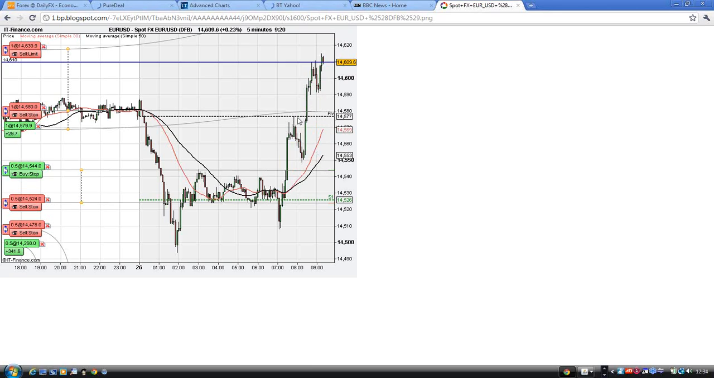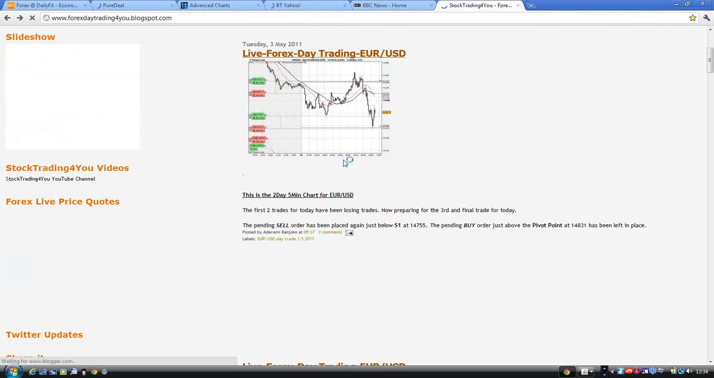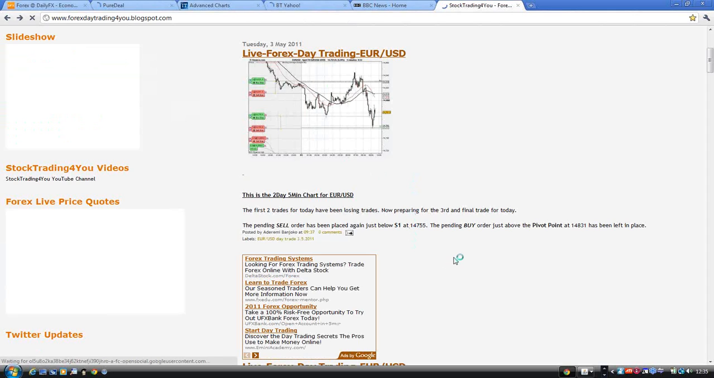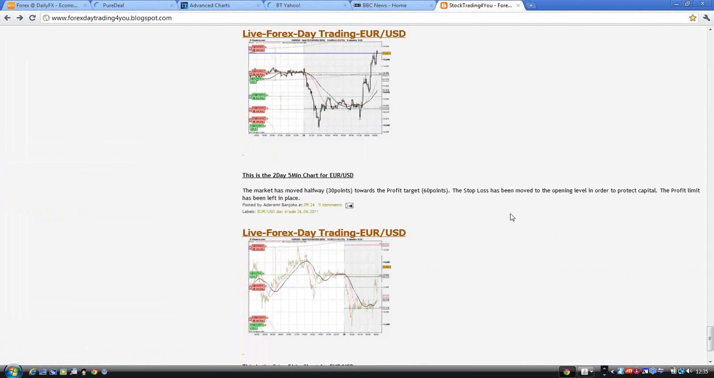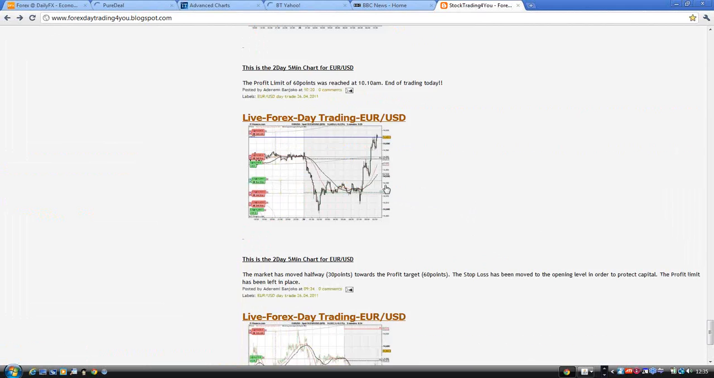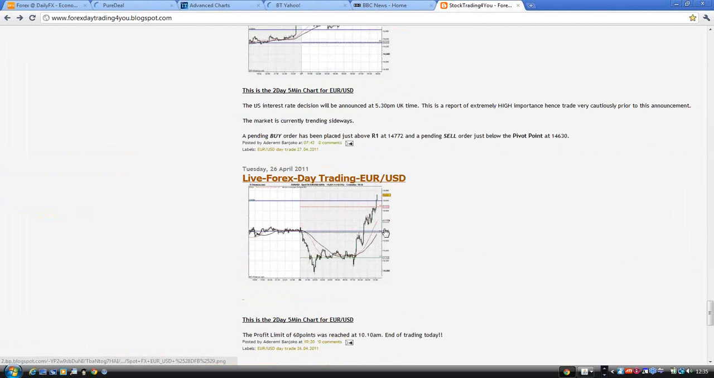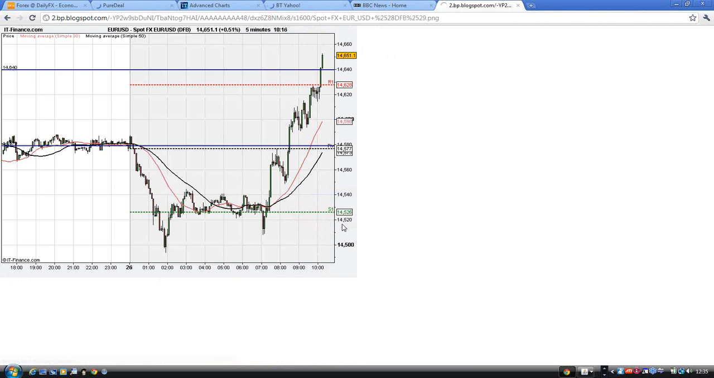So you can see that. I said that's a good example. You can see it took off, no pulling back. By the time it pulled back, it left you behind. And then we achieved our profit target of 60 points on that day, on the first trade, and we were done. So you can imagine if you had waited, you would have missed out on that trade. So that's it. You can see that here.